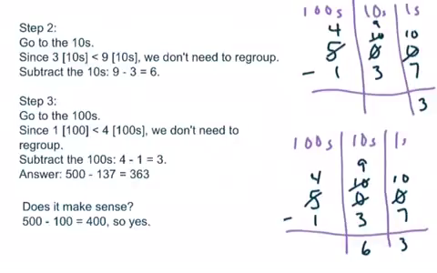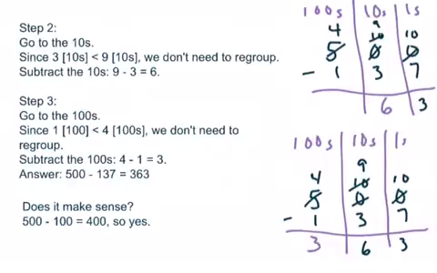9 minus 3. I don't need to do any trading for that. I can actually do that problem. So that's pretty straightforward. Gives me a 6. And then the last step would be the hundreds column. 4 minus 1. Straightforward. I can do that subtraction and get 363. So 500 minus 137 equals 363.